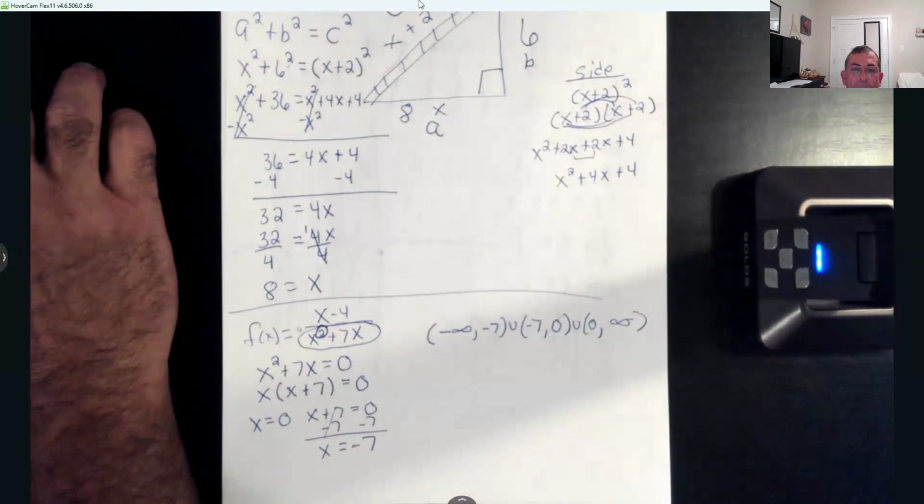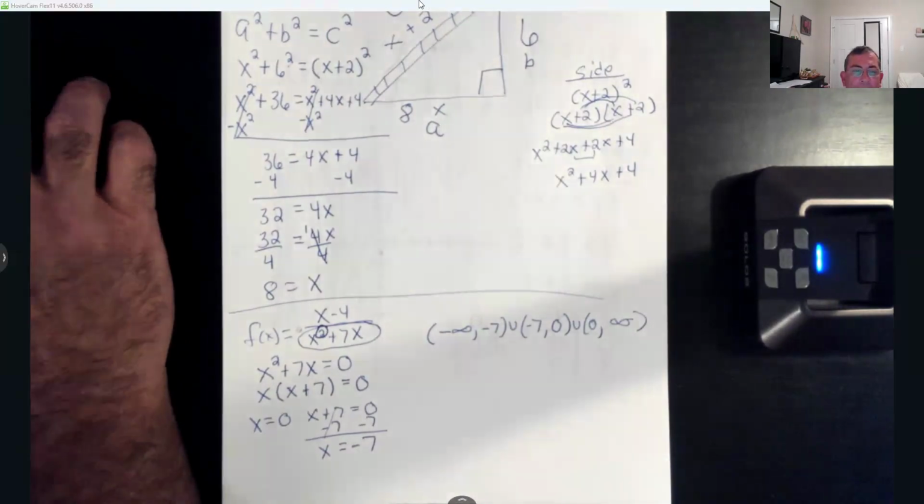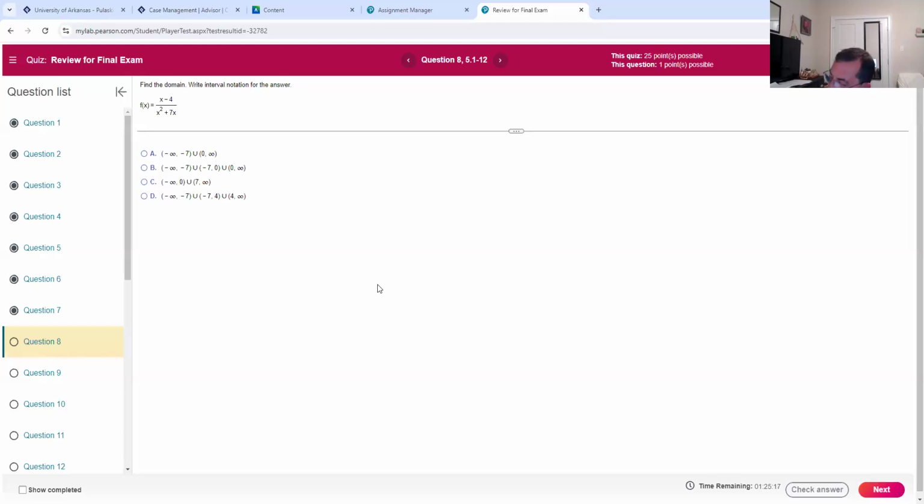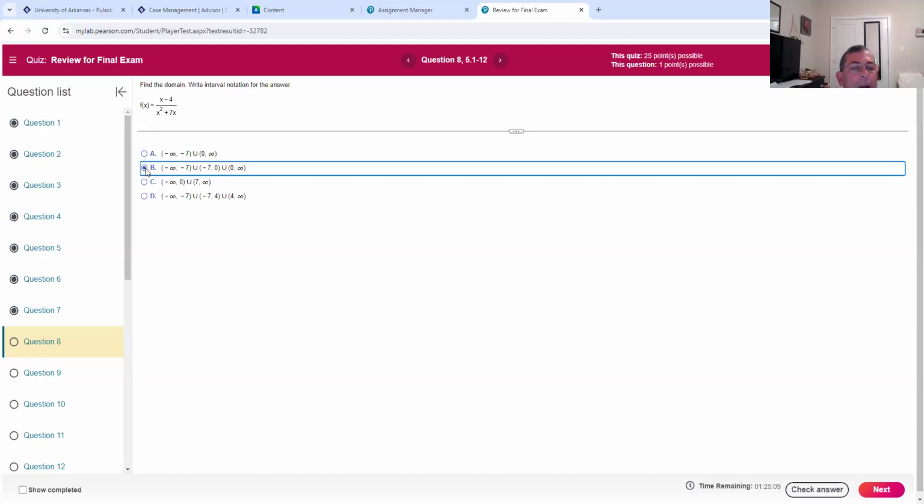All right, y'all, so let's see which one has that answer. So I got -7 and 0. So that looks like B for me. Looks like on D, they did the top. Remember, that top, it can be 0 all day long. We're only concerned with that denominator, okay?